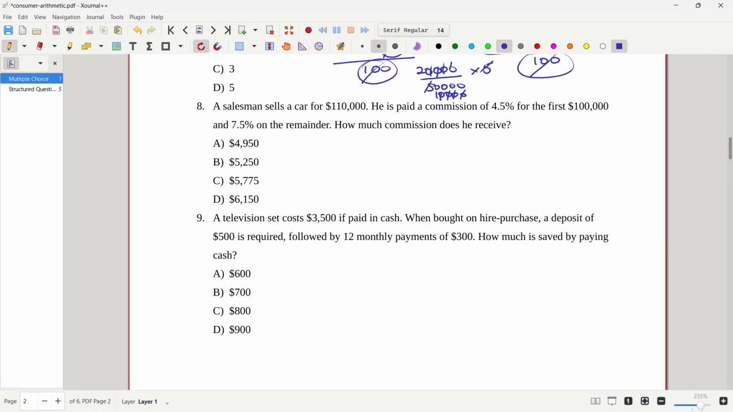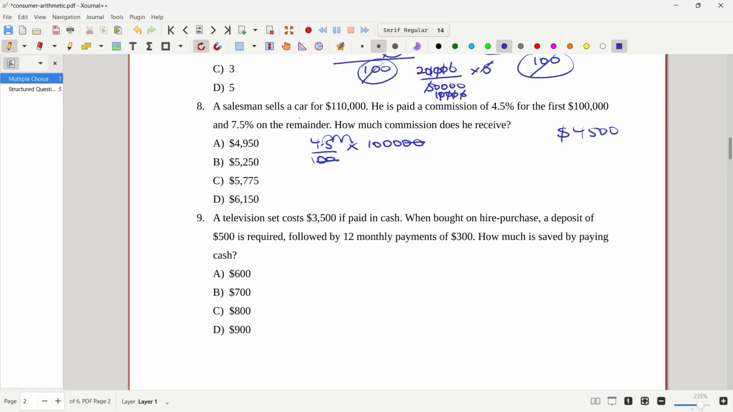Now, a salesman sells a car at 110,000. He is paid a commission of 4.5% for the first 100,000 and 7.5% on the remainder. How much commission does he receive? Okay, so we want to do 4.5% commission on the first 100,000. 2 zeros here, 2 zeros here. Shift 3 decimal places: 1, 2, 3. So he gets 4,500 on the first 100,000.